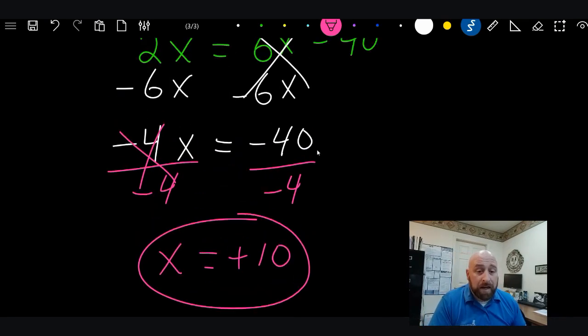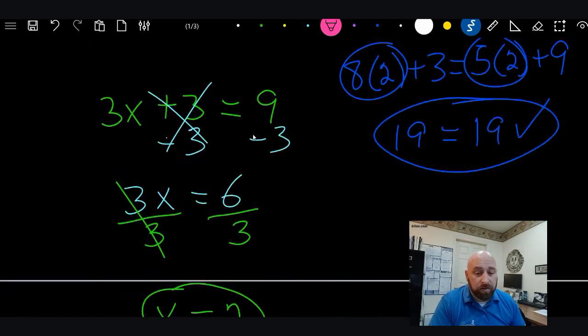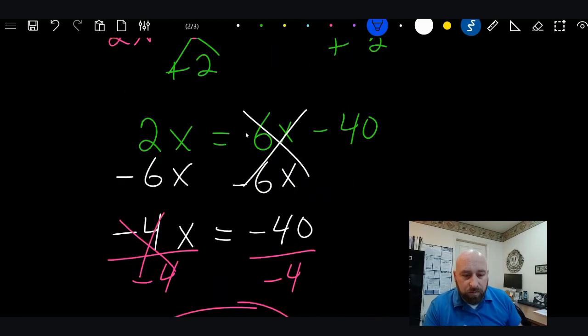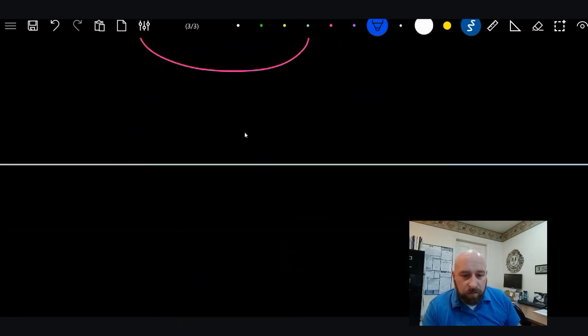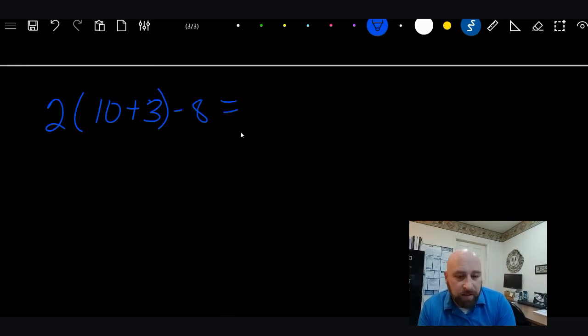Okay, and now we have to do step number 3. Step number 3 is check your answer. So let's come over here, and we got 10 as our answer. So everywhere that there's an x, we're going to put a 10. I'll just rewrite it down here. So 2 times 10 plus 3 minus 8 equals 6 times 10 minus 7.